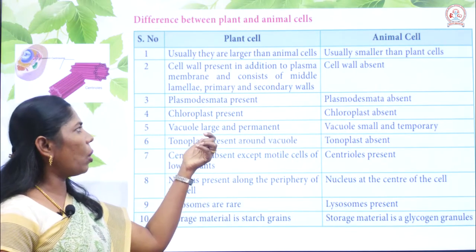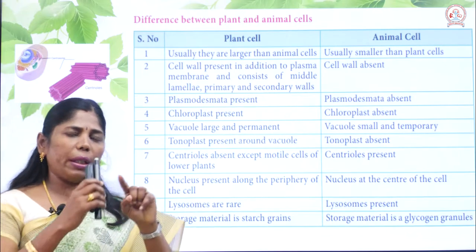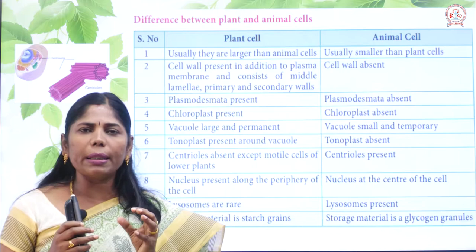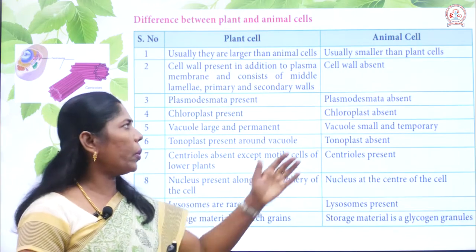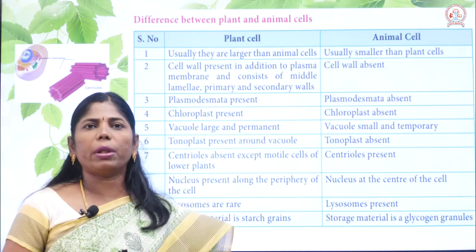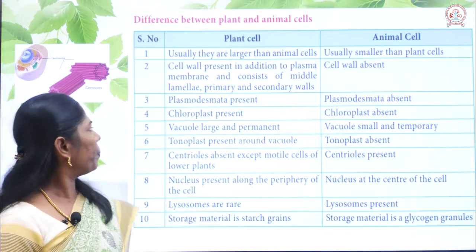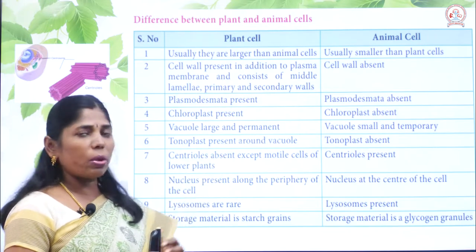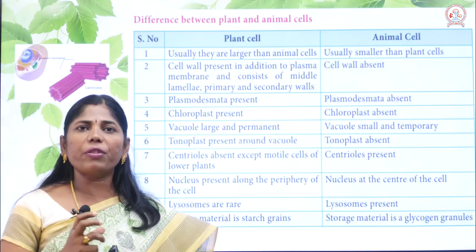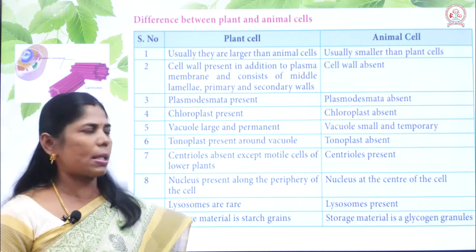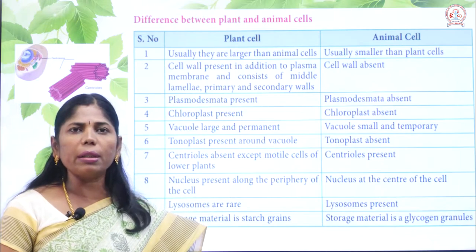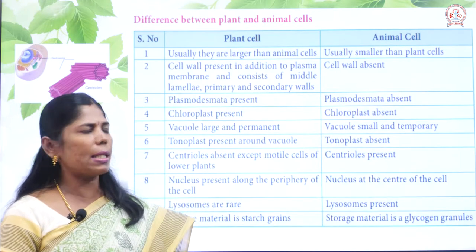The vacuoles are large and permanent. The vacuoles are very big, large vacuoles, and permanently present in the plant cell. But what about here? The vacuoles are very small and will disappear. Okay, that is temporary in position. And tonoplast is present around the vacuole. So the vacuole is covered by a membrane. The name of the membrane is tonoplast. So the tonoplast is absent here. The vacuole is without a membrane, that is, the tonoplast is absent.